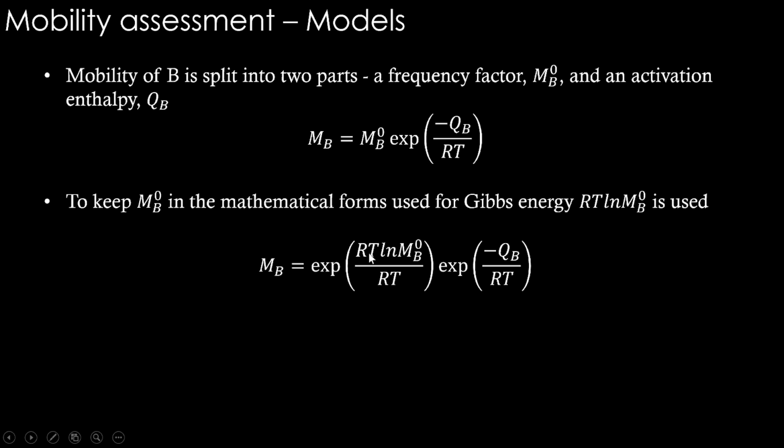So how is it done? This MB naught should be converted to RT ln MB naught. So to include this RT, divide by RT, and to include this natural log, you keep an exponential outside. Therefore, this entire thing means only MB naught, nothing else. But only this part is modeled, and this thing will be calculated outside the database. So division by RT and taking exponential of this data can be done by the routine. It need not be stored in the database file. This part has to be modeled, and this part is anyway energy. This can be modeled like Gibbs energy.